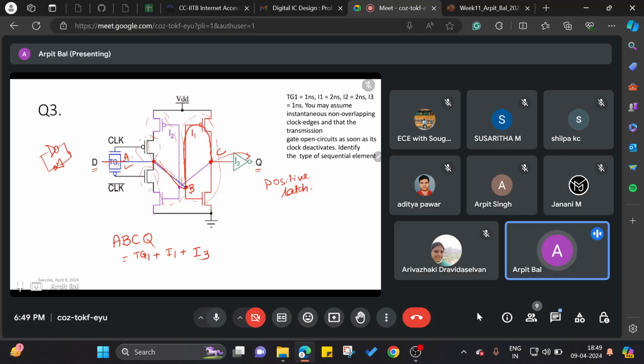Once it reaches the transmission gate output, what is the path available to it? The path to the output is like this, so it will go and reach point B. Point B is the input to an inverter, I1. Once you reach point B, you go to the output of I1, which I am calling point C. Once it reaches point C, it has to go through the inverter I3 to reach point Q. So the path it traverses, ABCQ, is first through the transmission gate 1, then the inverter I1, then the inverter I3. And that is my T D to Q.